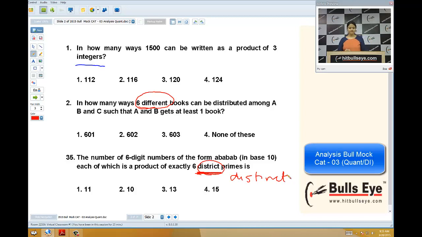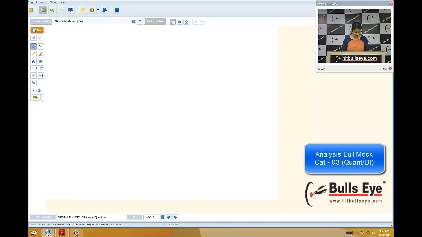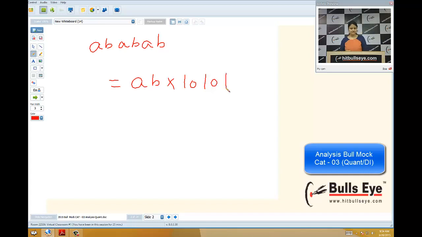The number of 6-digit numbers of the form AB, AB, AB, each of which is a product of exactly 6 distinct primes is. First of all, my number is AB, AB, AB. I think this is manageable for you. This number can be written as AB into 10101.